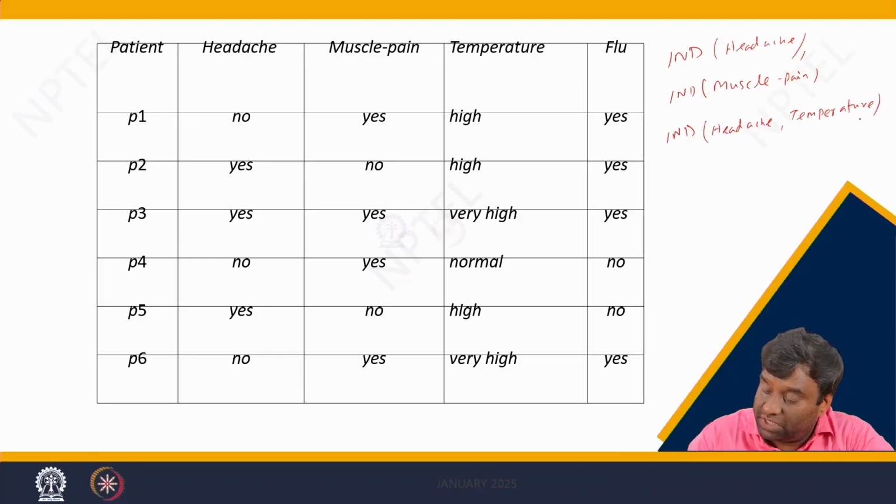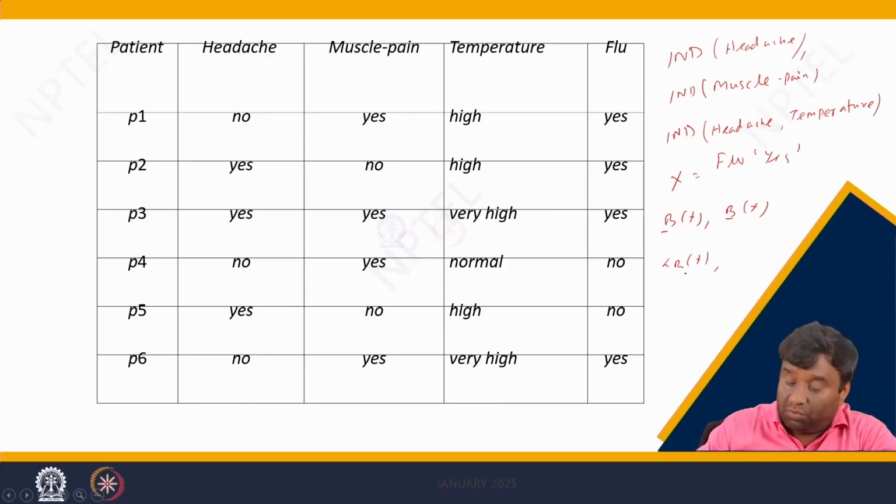And suppose X is the target set for flu yes, then try to find the lower approximations, upper approximations, accuracy of approximations, etc. So now we'll solve this question. So this is the table.